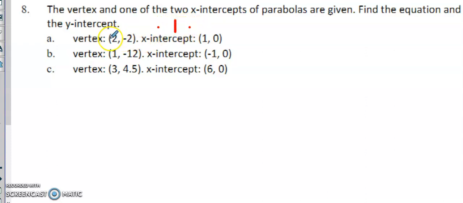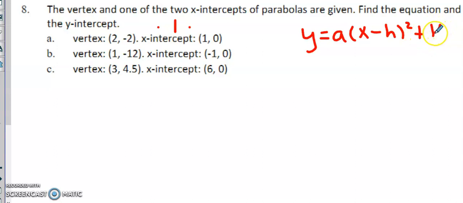Or since we know the vertex, we can also use the vertex form. And so I'd recommend for this problem that since we already know the vertex, we use vertex form. That would be the first point, and so we can plug in the h and the k. And then we can use the second point, which is the y-intercept, to plug in those numbers and come up with the a value.